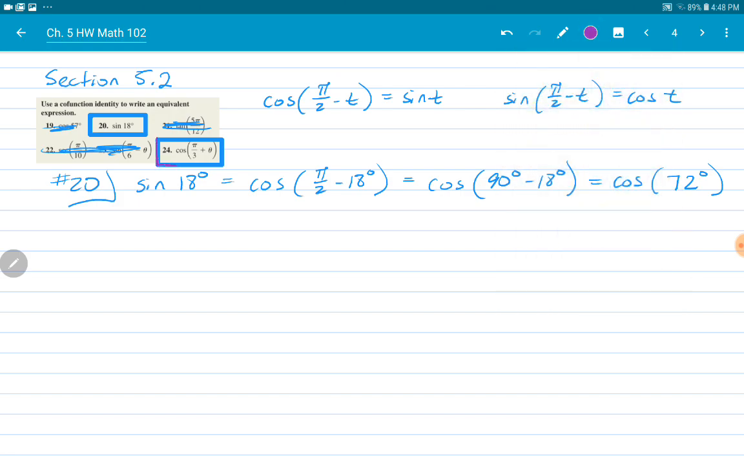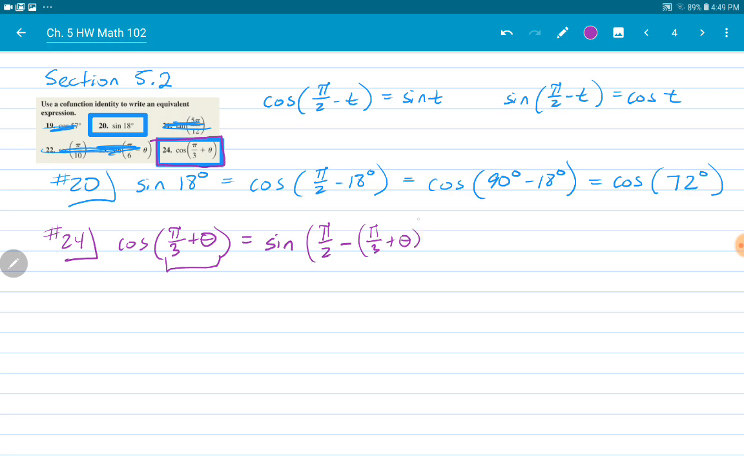That one gets a little trickier because it's got two parts there. So for number 24, at least it's all in radians this time. So I have cosine of pi over 3 plus theta. I want to find the cofunction, so I'm going to change that to sine and take pi over 2 minus whatever's inside here. So that's pi over 3 plus theta.